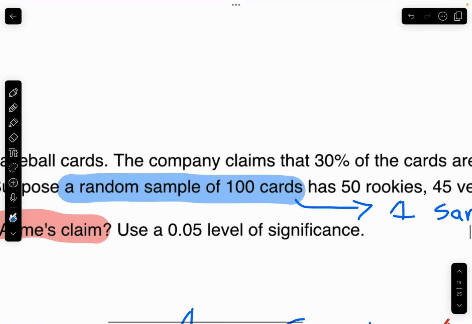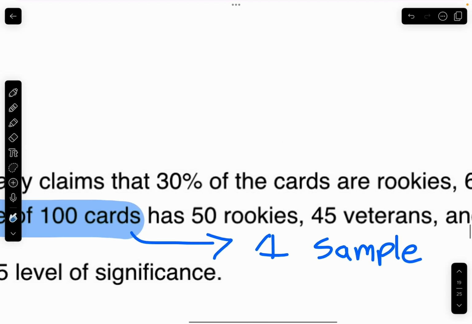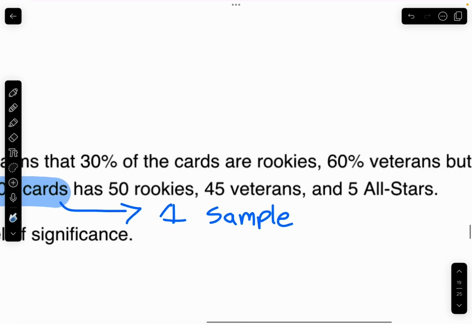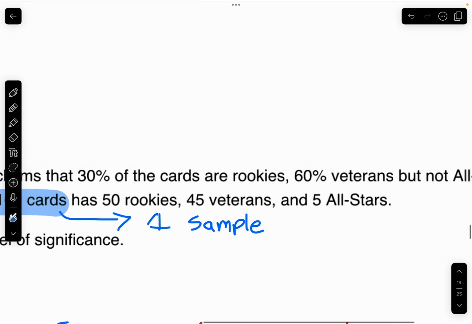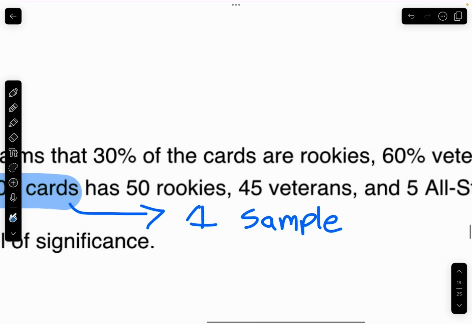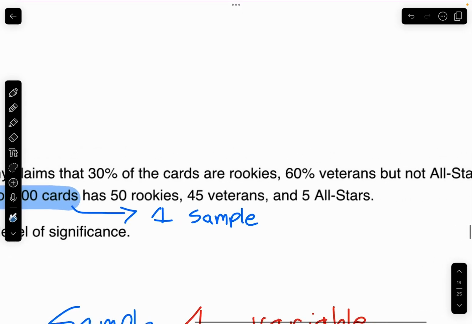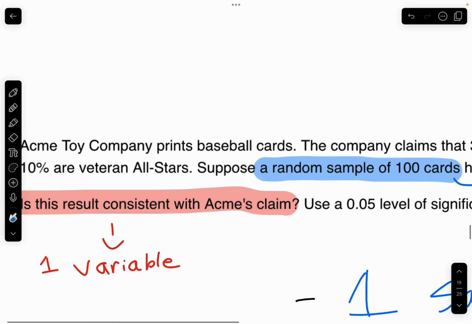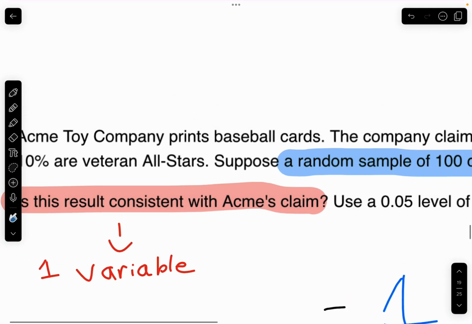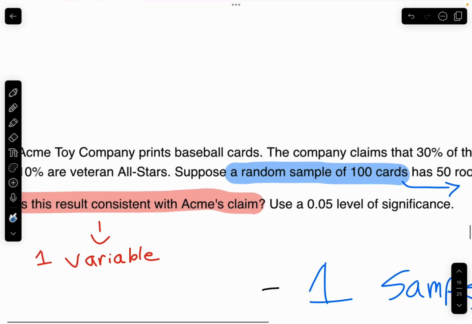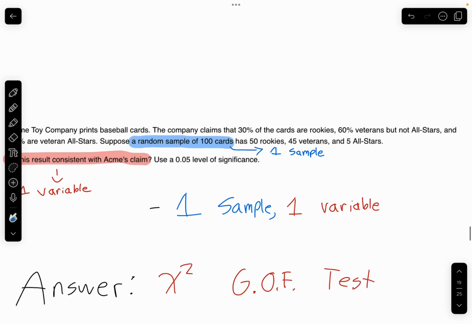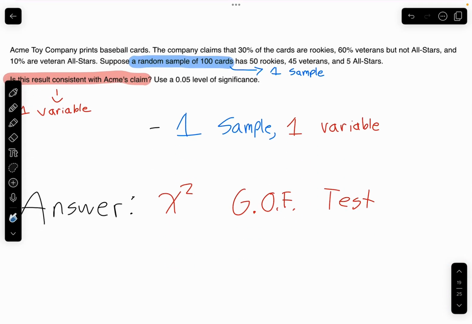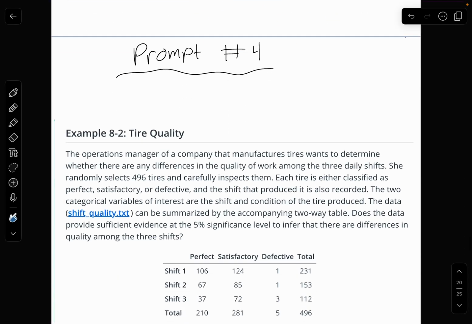But it's not, because the random sample of 100 cards contains the 50 rookie cards, 45, and 5 all-stars. So inside of the one sample, there are this many cards. So this is actually one sample, and the variable we are testing is, is the result consistent or the same as Acme's claim? So that is one variable, one sample, which leads us to use a chi-squared goodness of fit test. Now we have 2 more examples.